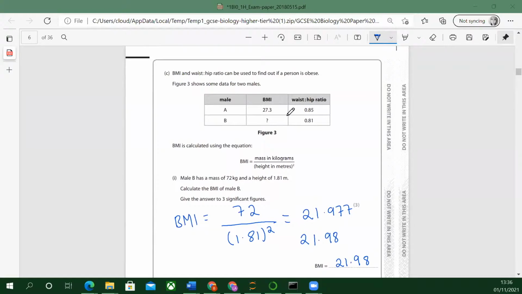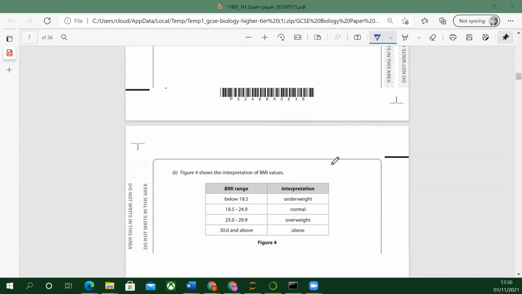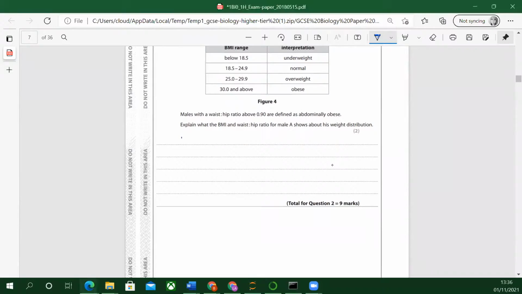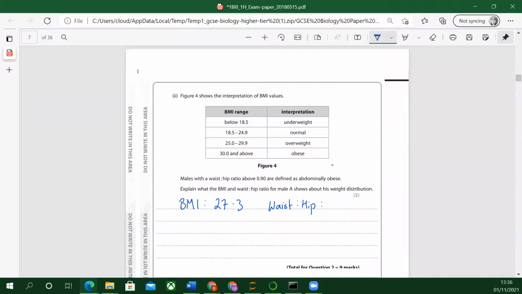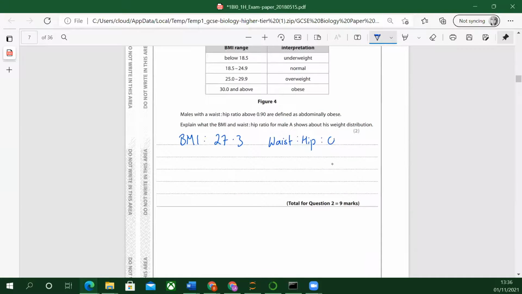Male A, BMI 27.3, waist to hip ratio 0.85. So let's just write that down. BMI 27.3, and then waist to hip, 0.85. Okay, so what does that say? 27, so he's overweight. So male A is overweight.